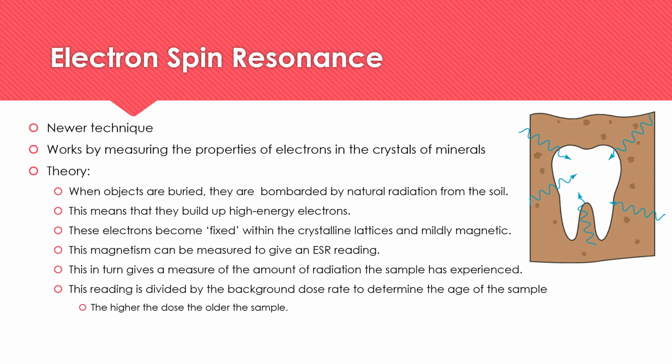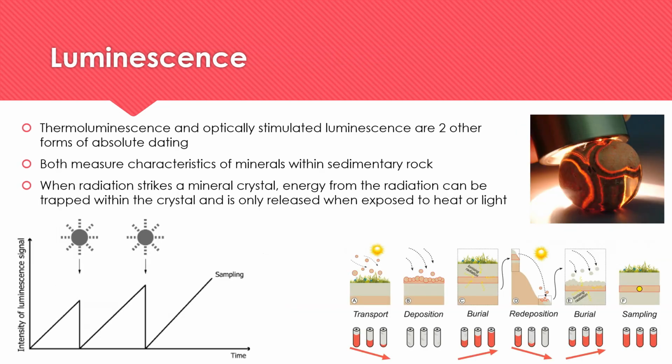It's a newer technique, it's quite interesting. And really, you're just trying to work out how long something has been buried for. Luminescence, on the other hand, also known as thermoluminescence, and optically stimulated luminescence are 2 other forms of absolute dating. What they're doing here is they're looking at characteristics of minerals within sedimentary rock. The way they work is radiation strikes a mineral crystal, energy from that radiation can be trapped within the crystal, and it's only released when exposed to heat or light. So this is not one you need to have a particularly strong understanding of, but it's just there for you to see as another kind that we can look at different characteristics of minerals by looking at what occurs with radiation hitting them.